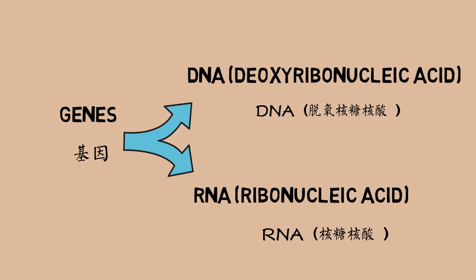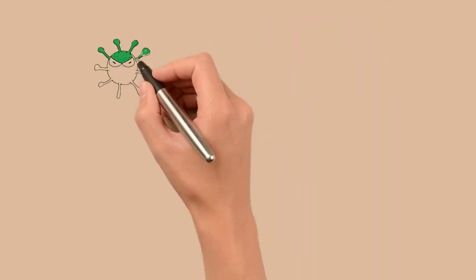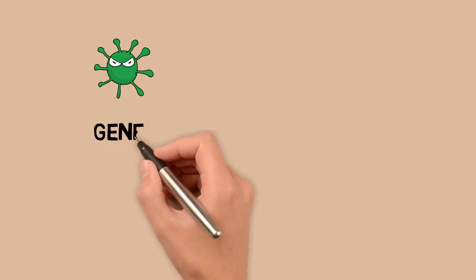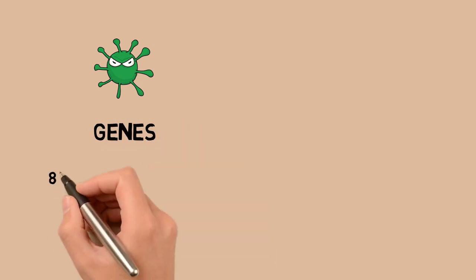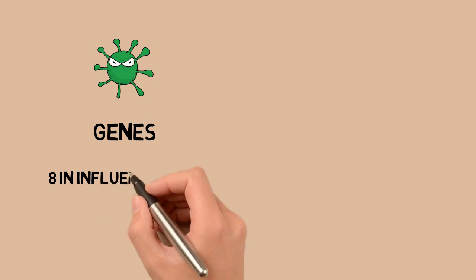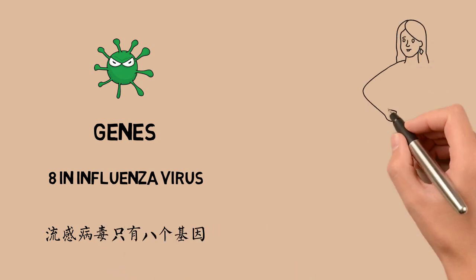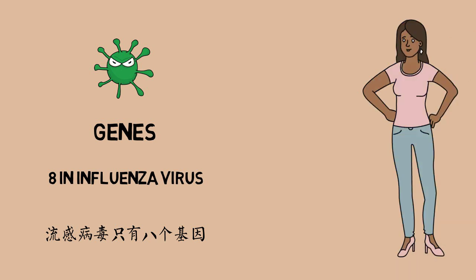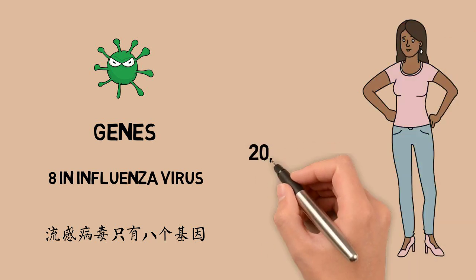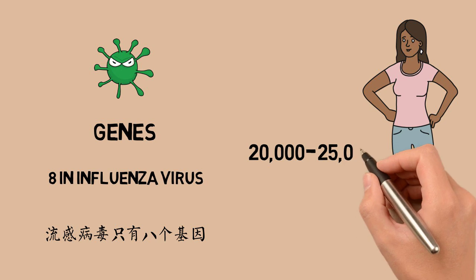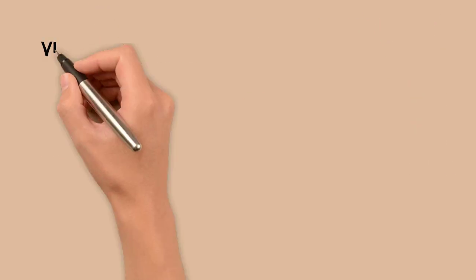Viruses can reproduce rapidly because they have relatively few genes. For example, influenza virus has only 8 genes and rotavirus has 11. In comparison, humans have 20,000 to 25,000. Some viral genes contain the code to make the structural proteins that form the virus particle. Other genes make non-structural proteins found only in the cells the virus infects.